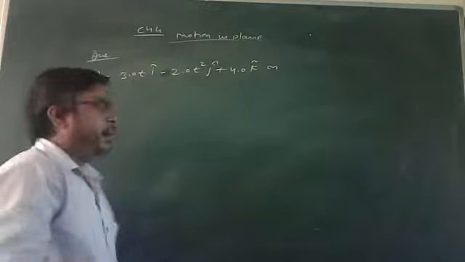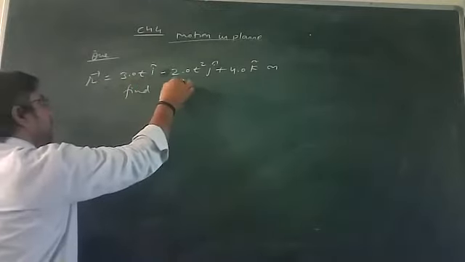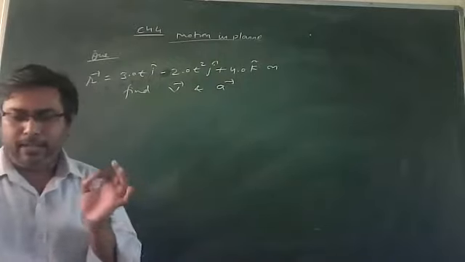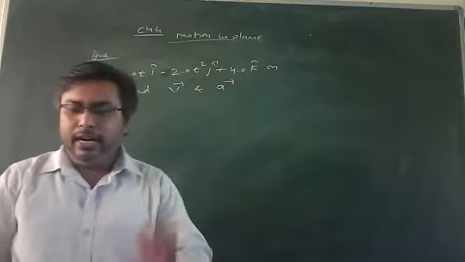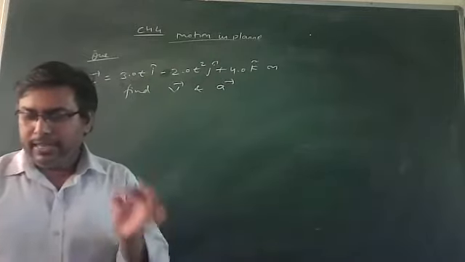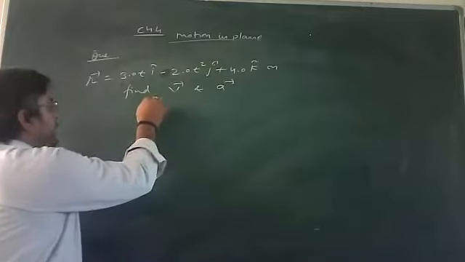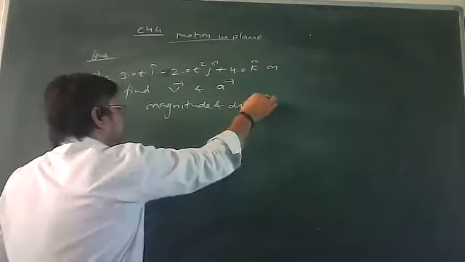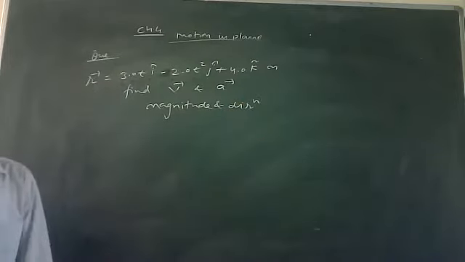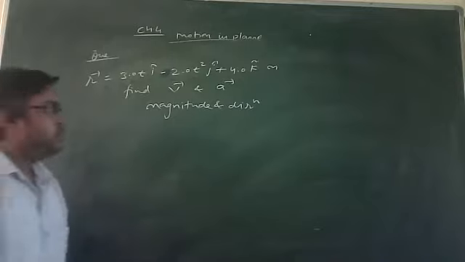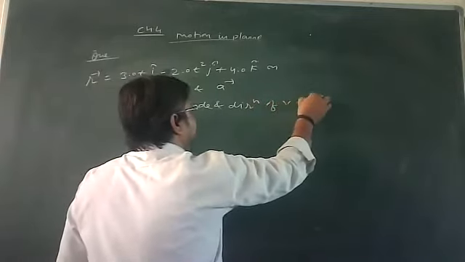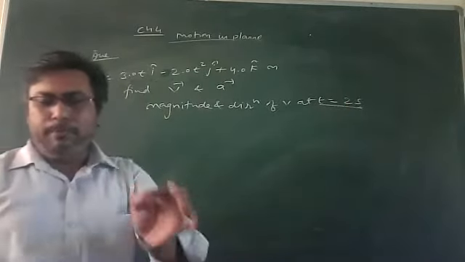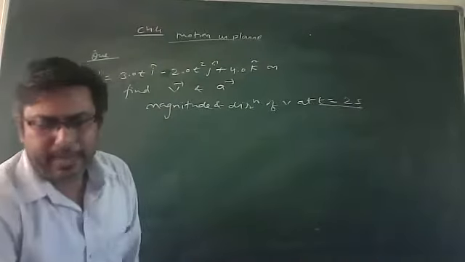Find the velocity vector and acceleration vector. That is the first question: find velocity and acceleration of the particle. Second point: what is the magnitude and direction of velocity of the particle at t equals 2 seconds?